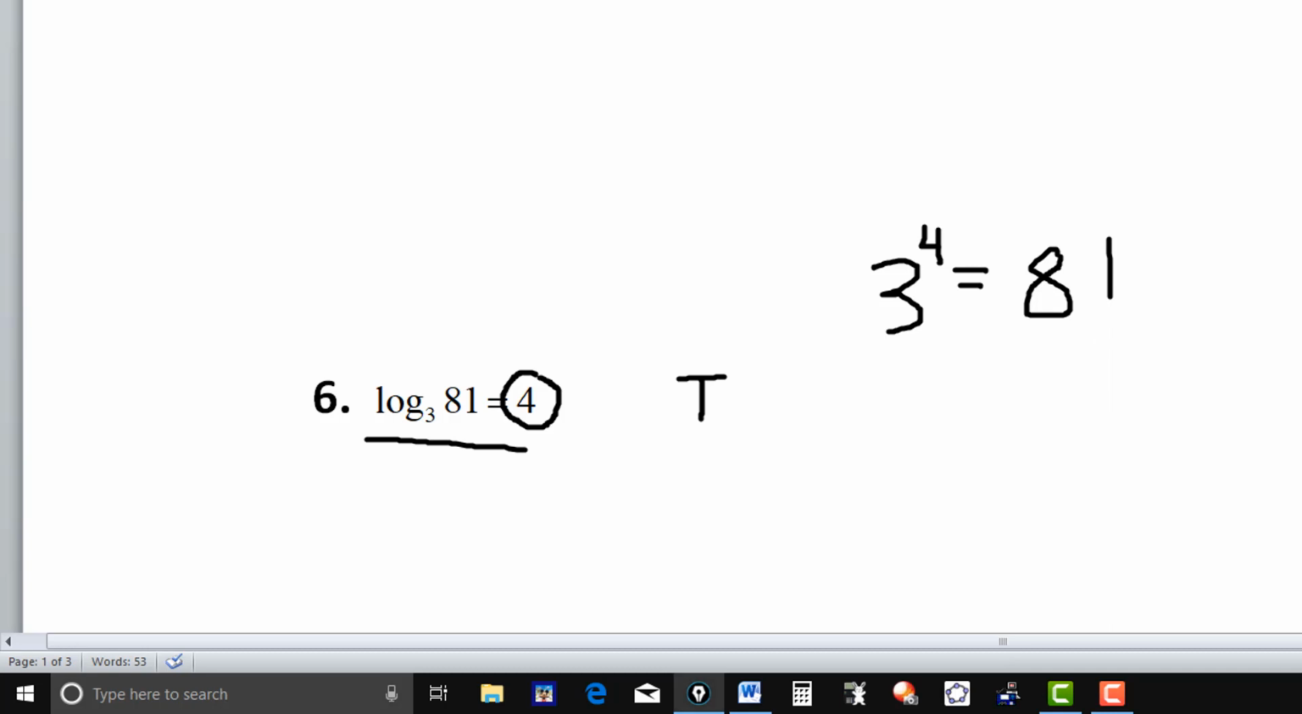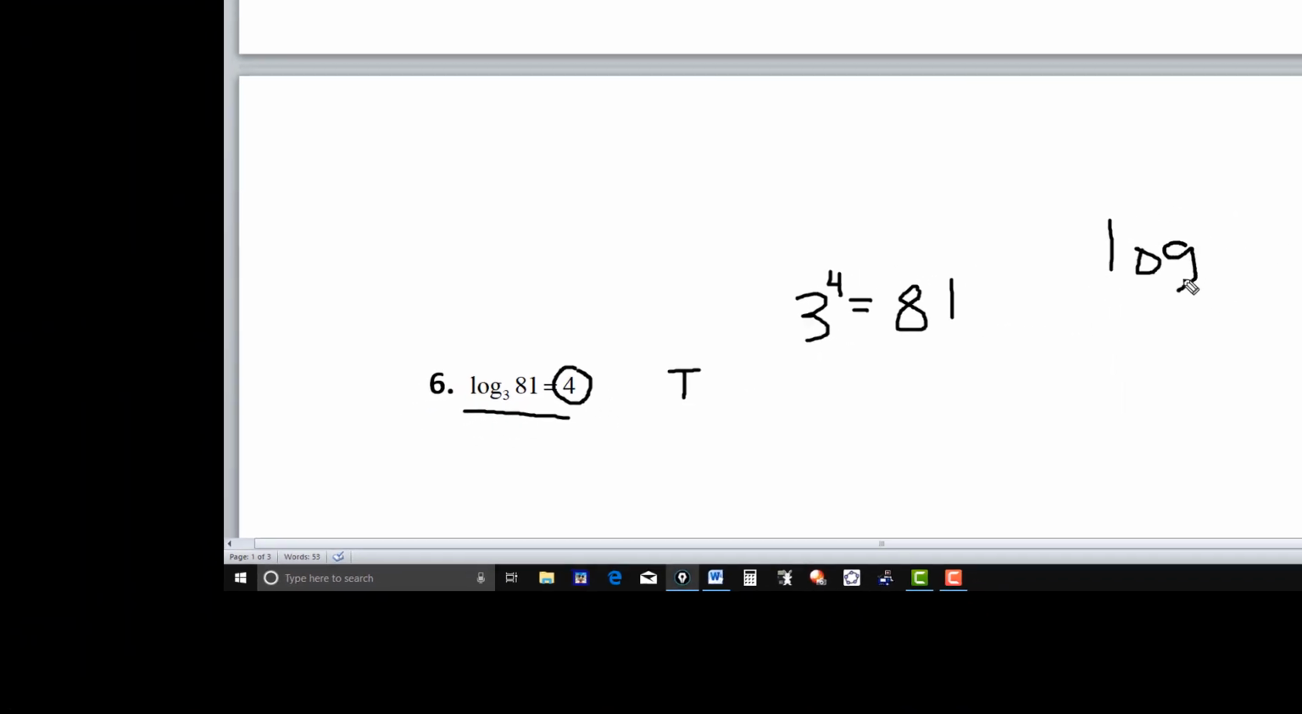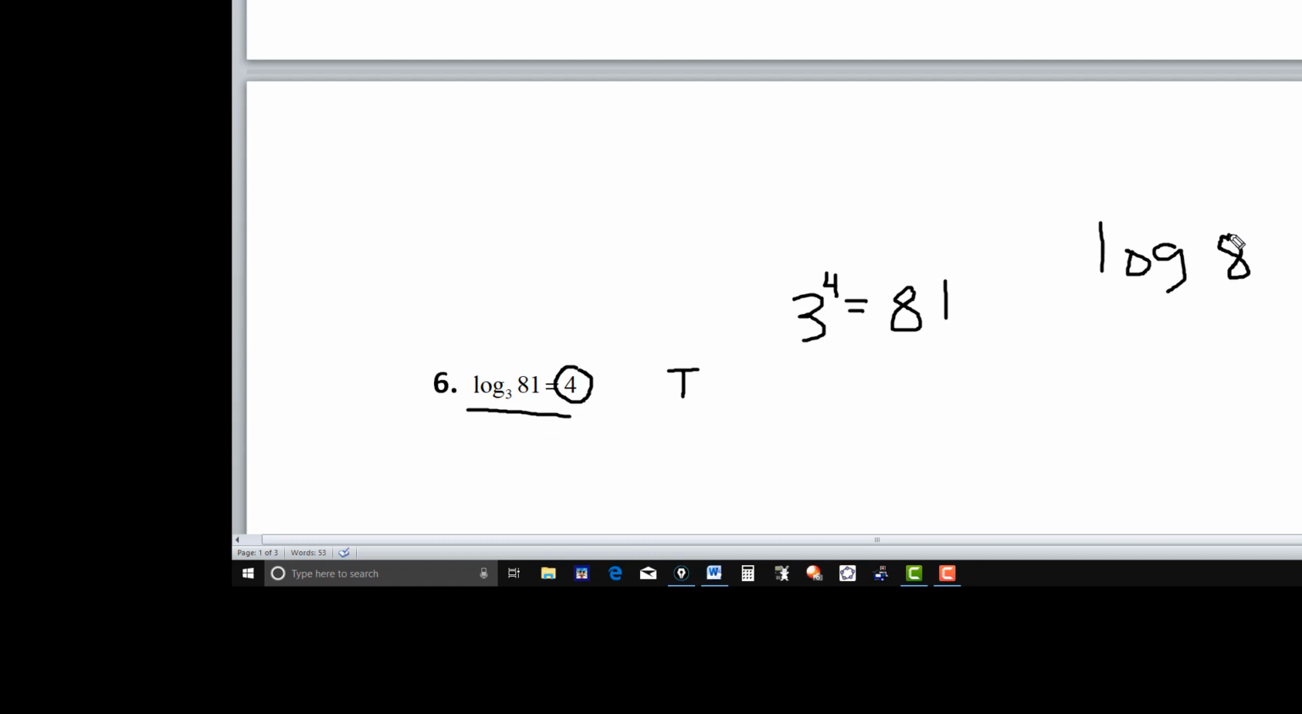Same thing if I had log of 8 to base 2. What number is that? Logarithm is an exponent, the exponent you have to take this base 2 to get that number. Well, 2 to the 3 is 8, so this would be 3. And obviously there are going to be some where you can't do it that way, you have to use a calculator. But this is just doing some basic examples.